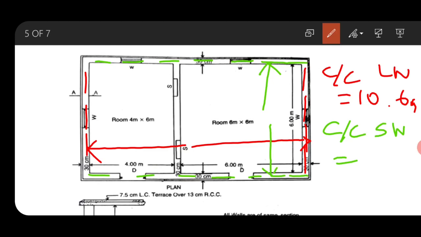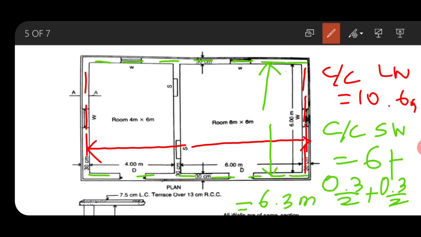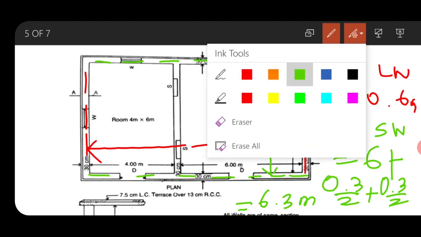So, the in to in dimension is given as 6, and with this we will add the thickness of wall on both the side, which is 30 centimeter. So, with this we will add half of the width on both the side, then we will get the center to center length of short wall, which is equal to 6.3 meter. So, length of long wall, center to center length of long wall and center to center length of short wall is clear.